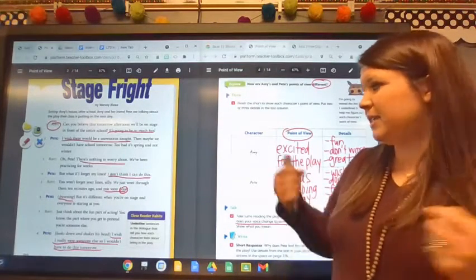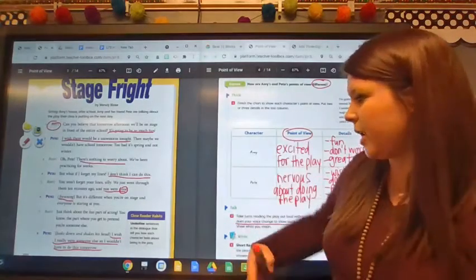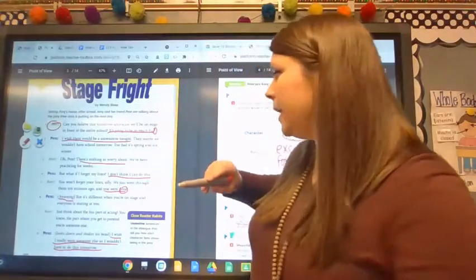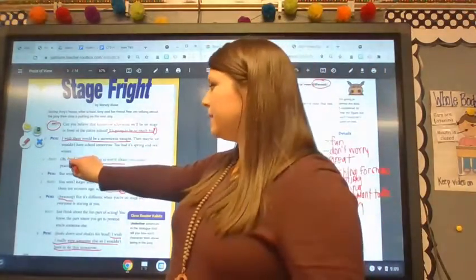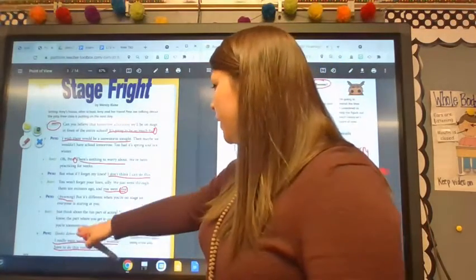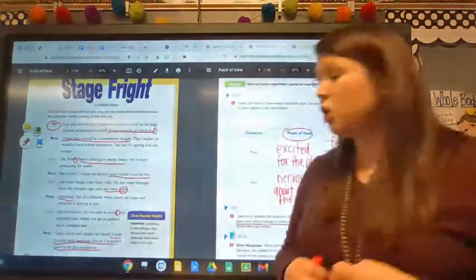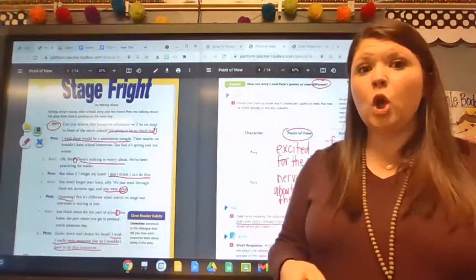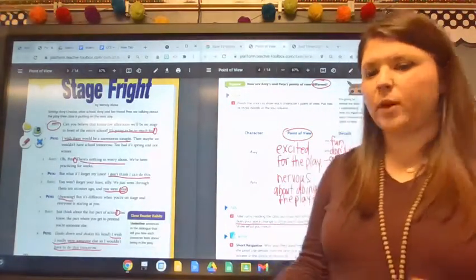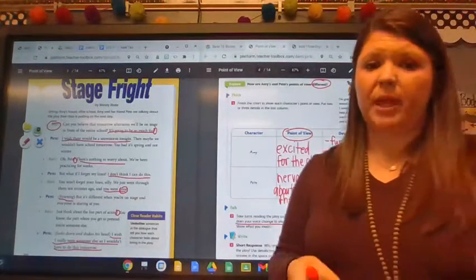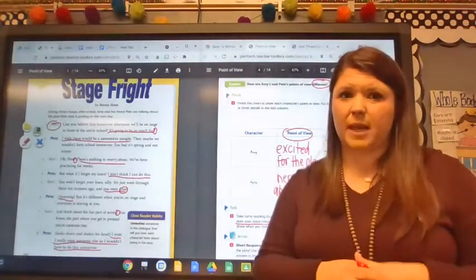Yeah, she's going to be excited. She's going to use expression. I can go back and I can look and I see an exclamation point here in Amy's lines. I see an exclamation point here. I see an exclamation point in line number 7, right? So she is excited about it. She wants it to happen. So when we're reading it, we would read with that excitement, wouldn't we? Now, what about Pete? His point of view is that he's nervous about the play. So how do you think that his voice would sound?